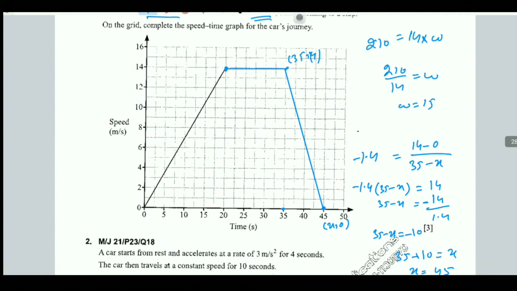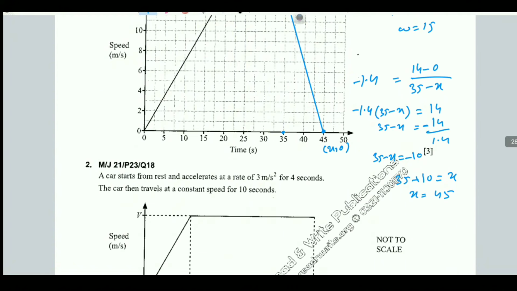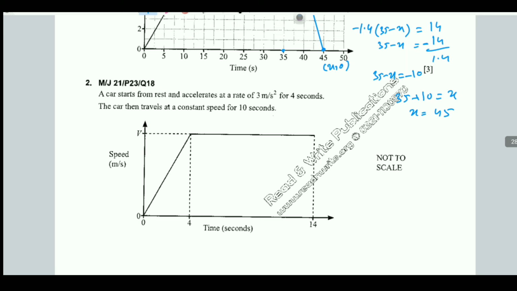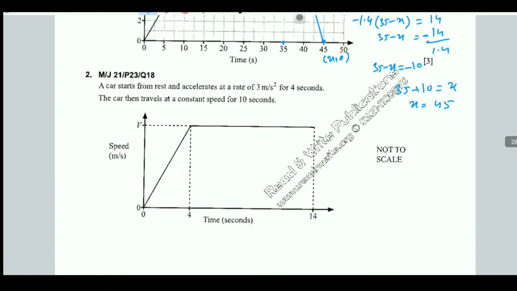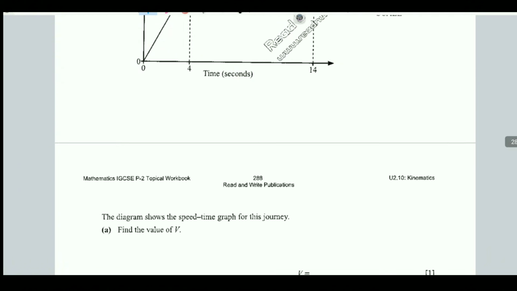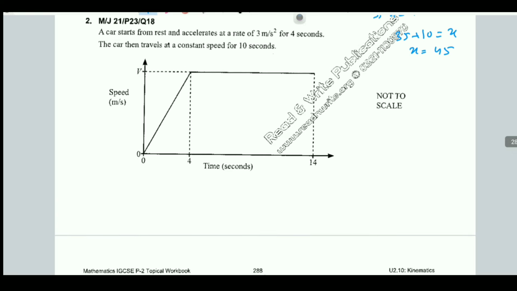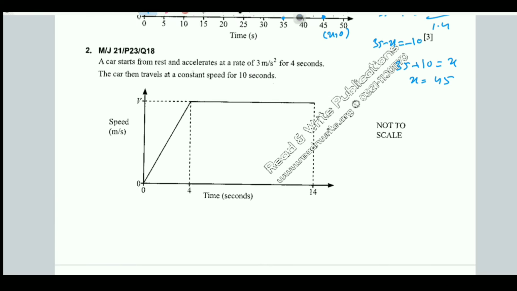So this is the way how we will complete the graph. Next, a car starts from rest and accelerates at a rate of 3 meters per second squared for 4 seconds. The car then decelerates at a constant rate for 10 seconds. So what we have to do is find the value of V. So how to find the value of V?